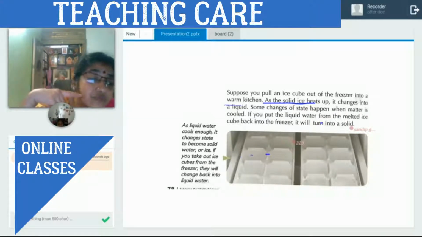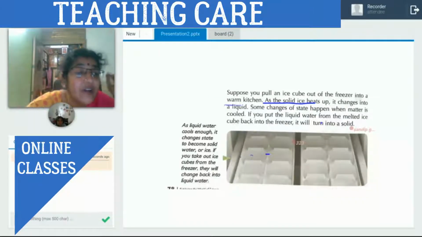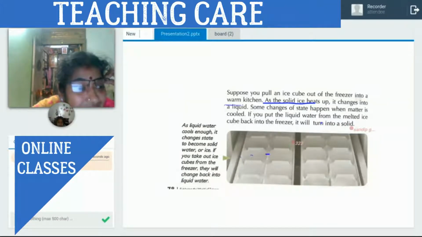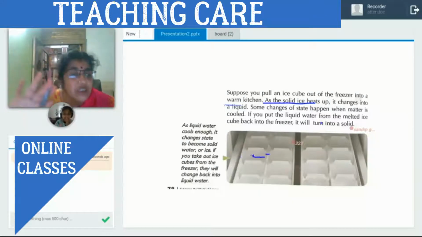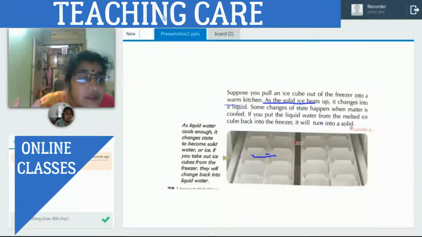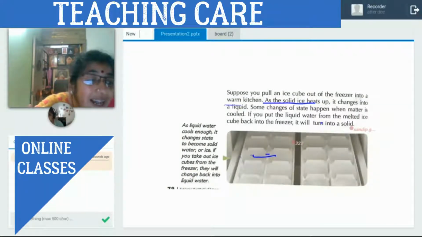The ice cube has condensation. Ice cube will do condensation. I can't get your point. Water to liquid, liquid to solid. It will freeze.